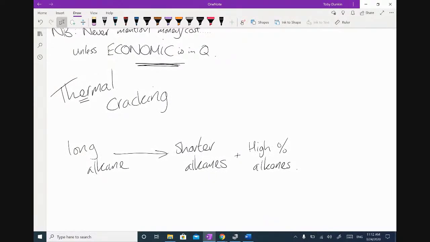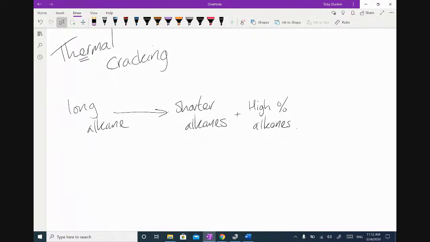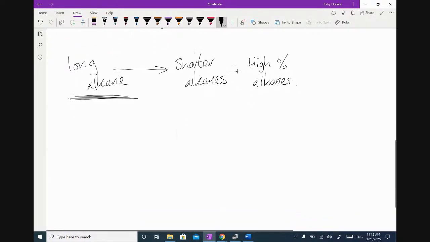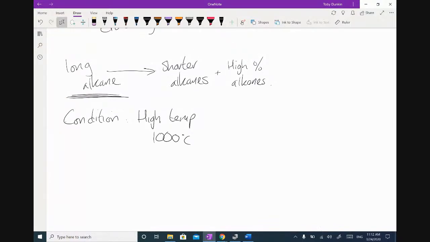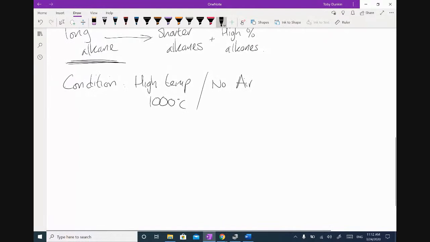So let's now do the bullet points for this one. Number one, conditions. The conditions for this are going to be high temperatures. Now the problem is that's not enough. You've got to quote one, and this one's an easy one: 1000 Celsius. That'd be crazy high, folks. And no air. Dead easy. High temperatures, 1000 degrees Celsius. You've got to know it. And no air.